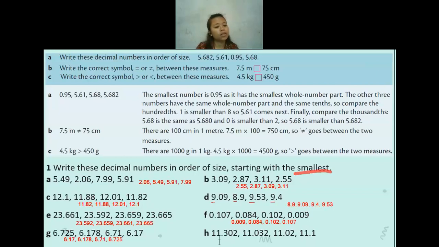For question H, anyone want to try to answer? Anyone at question H? 11.02. Yeah, 11.02. After that, 11.032. After that, 11.1. Mm-hmm. 11.302. Okay, is there anyone who gets confused so far, or maybe I go too fast?